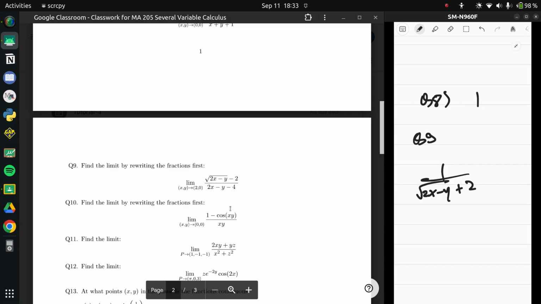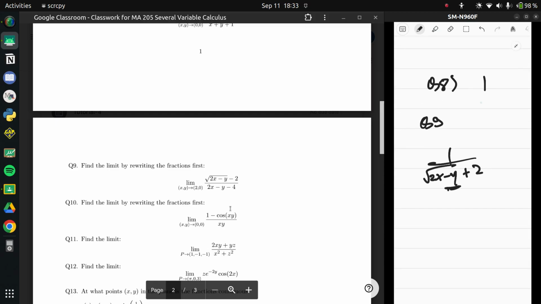X equal to 2, y equal to, so y is small, y is small. What that means is this 2x minus y thing is always going to be positive no matter however you approach this. Sure, so it's always defined at least. And 2x minus y can never be equal to 0. So okay, that's obvious, and at the same time this 2x minus y minus 4 is actually going to 0 in a way.